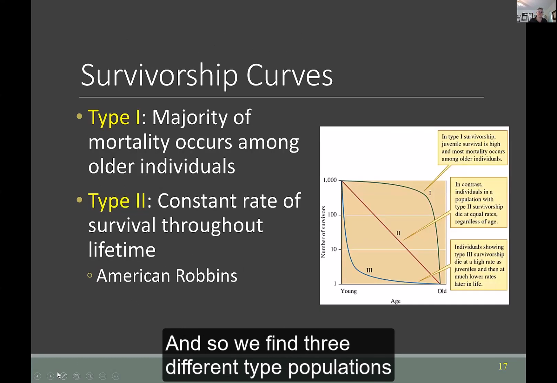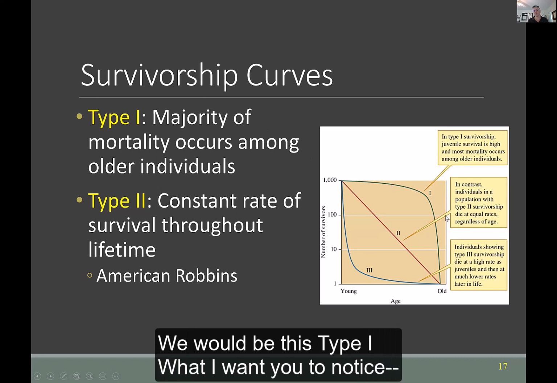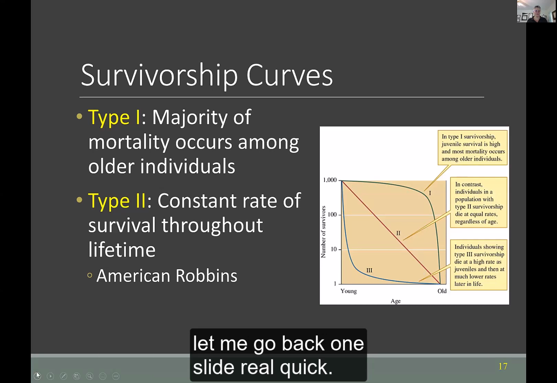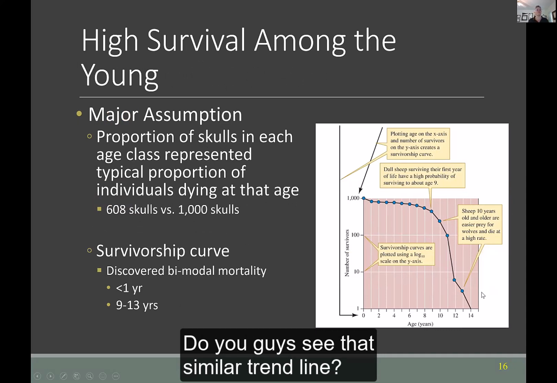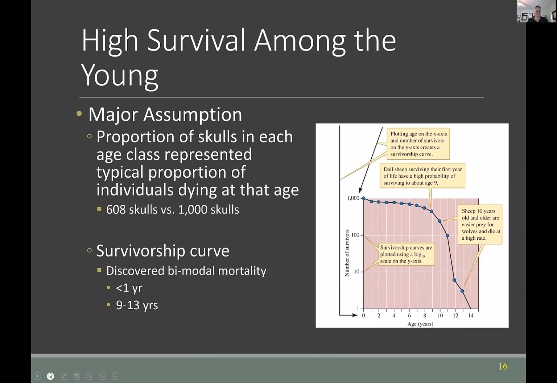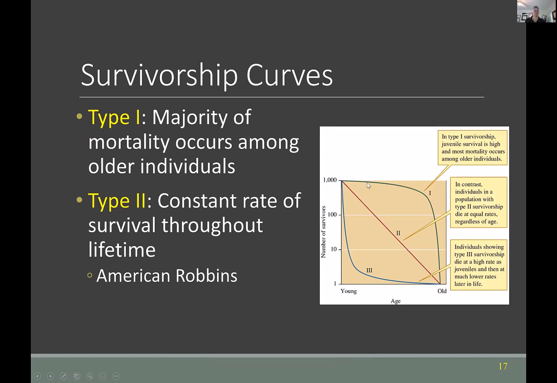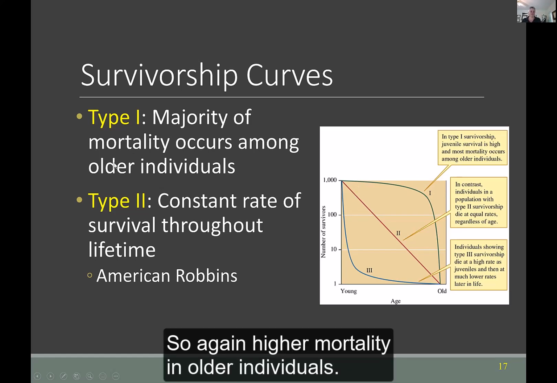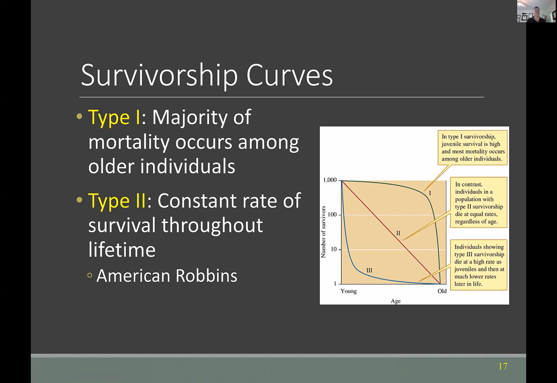And so we find 3 different type populations when we're talking about survivorship, right? We would be this type 1. Right, what I want you to notice, let me go back 1 slide real quick. You could see that similar trend. Do you guys see that similar trend line? Right. So we would be type 1 survivorship curve. So again, higher mortality in older individuals, so survivorship in younger individuals is high.